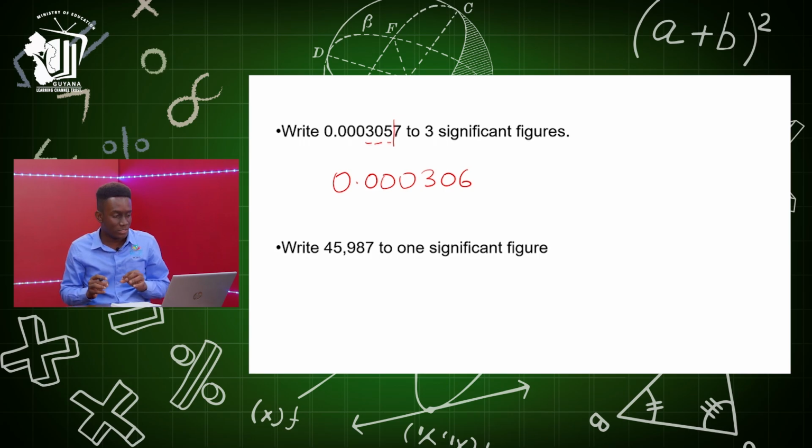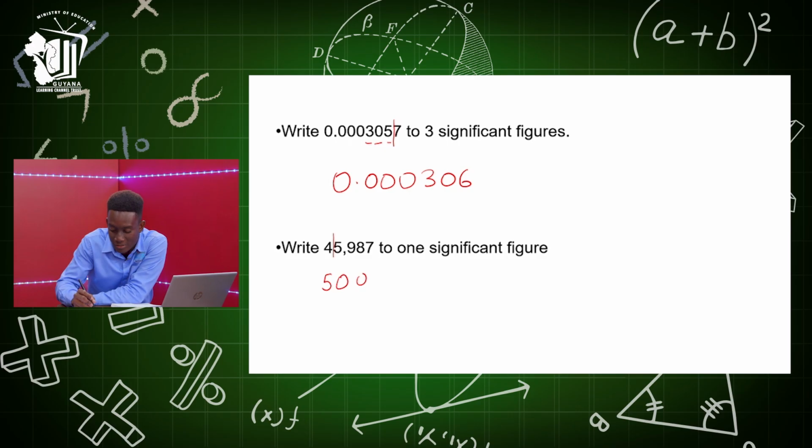Let's look at the next one. We're asked to write 45,987 to 1 significant figure. So we just concern with 1 digit. So counting from the 4, we just concern with the 4. And then we look at the number after where we stop at, which would be 5. So it's 5 and more, so we add 1 to the 4, so this will become 5. And of course, we add 0 in place of all the other numbers because we're just concerned with 1 significant figure. So this will become 50,000. So 45,987 to 1 significant figure would be 50,000.